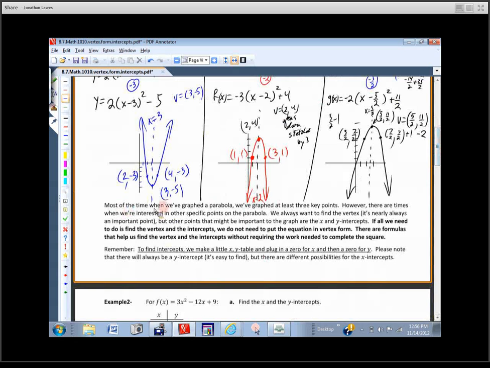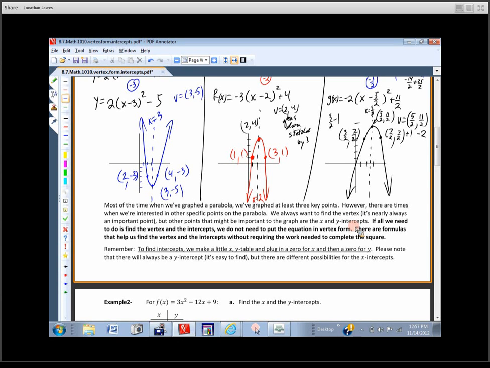Most of the time when we've graphed a parabola, we've graphed at least 3 points. Sometimes we've graphed 5 key points, and we've used that parabola squaring pattern in order to find those key points. But there are times when those aren't the points we're after. We're after more specific points. Some of those points are the vertex. We're always going to want to know where the vertex is. And then other times we want to find the X and the Y-intercept, which is what Zach was talking about earlier. It turns out that both of those are relatively easy to find.